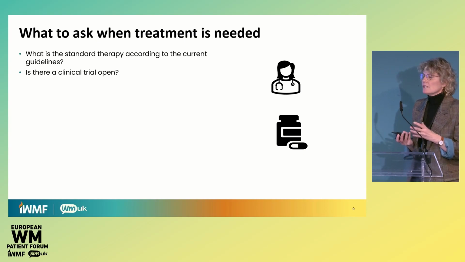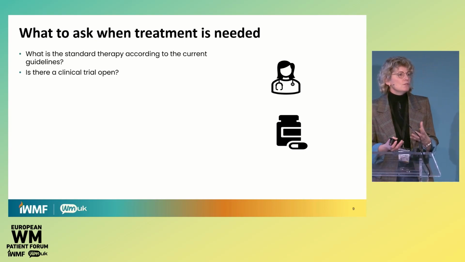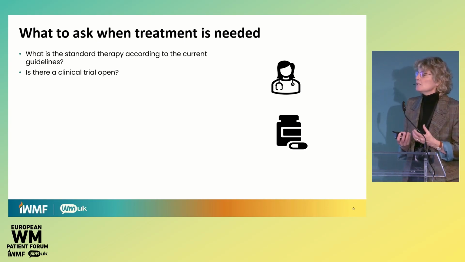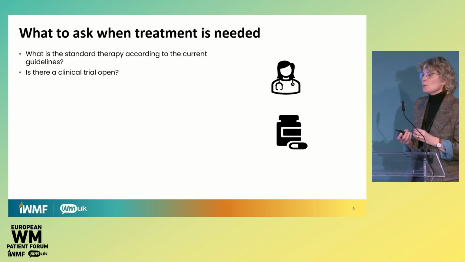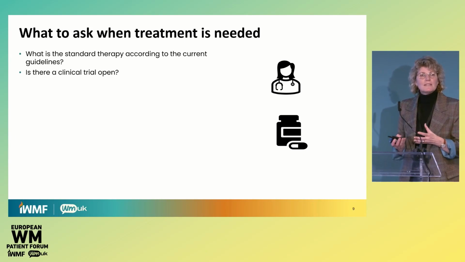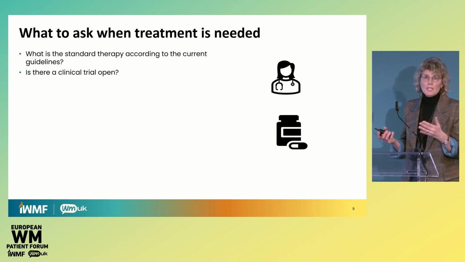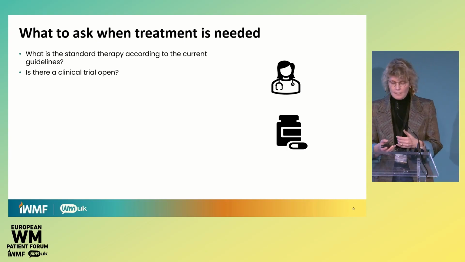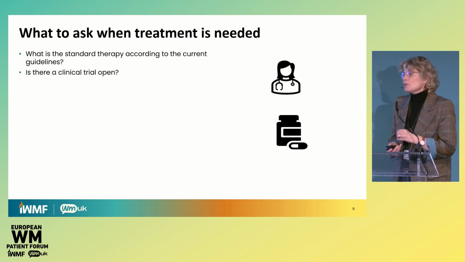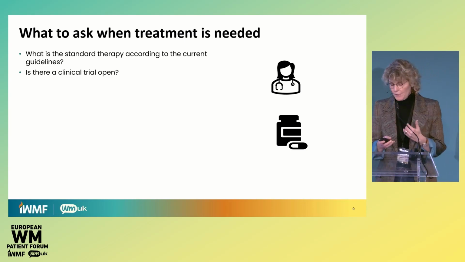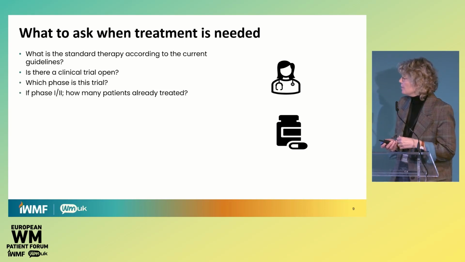So my advice to patients when you are, for example, newly diagnosed or in remission, but the disease is active again and you are in need of treatment, you can always ask, so what are my standard options? And normally they are published in guidelines, and those guidelines are open. So you can look up the guidelines if you want to. And you can also ask, is there a clinical trial open for my situation? Is there something new in which I can participate?